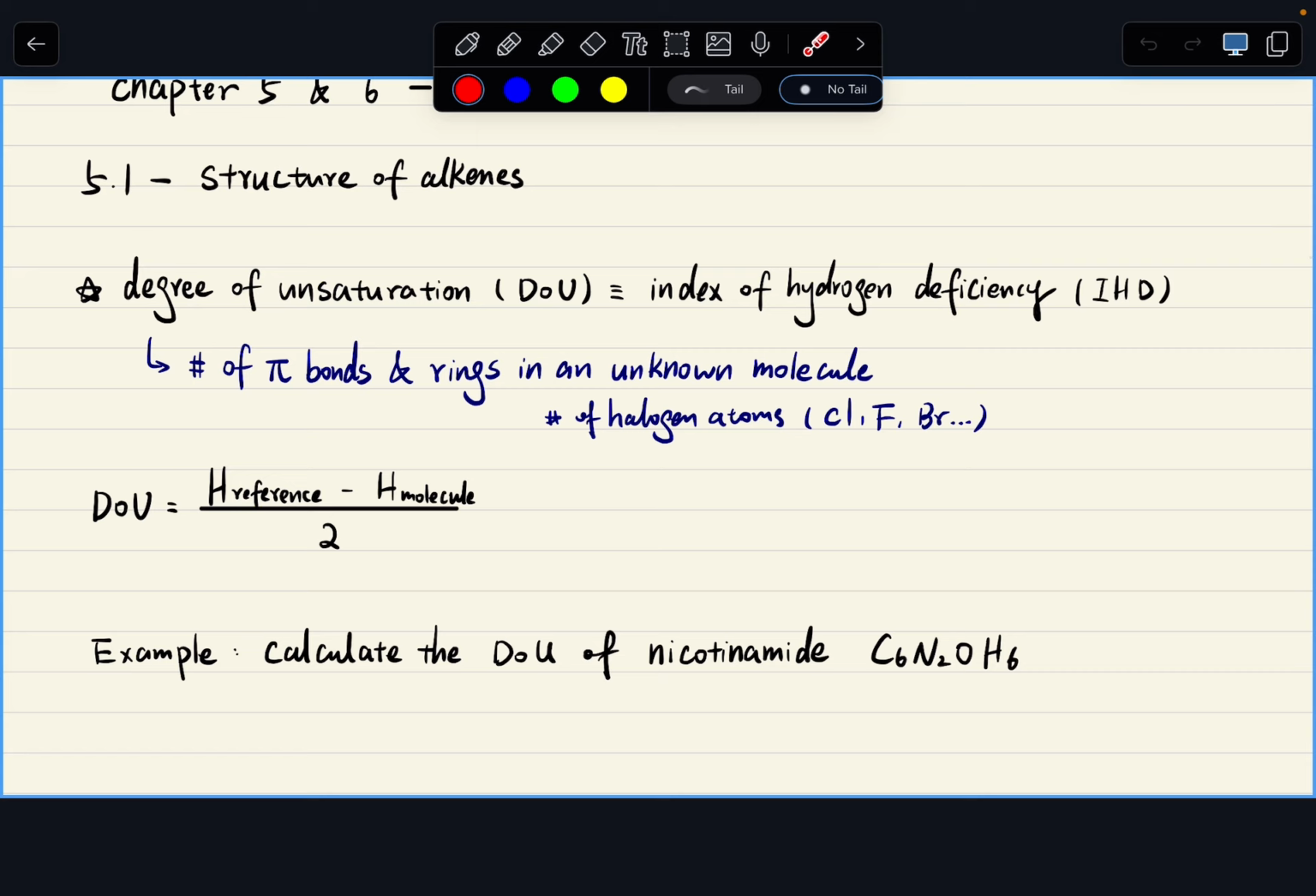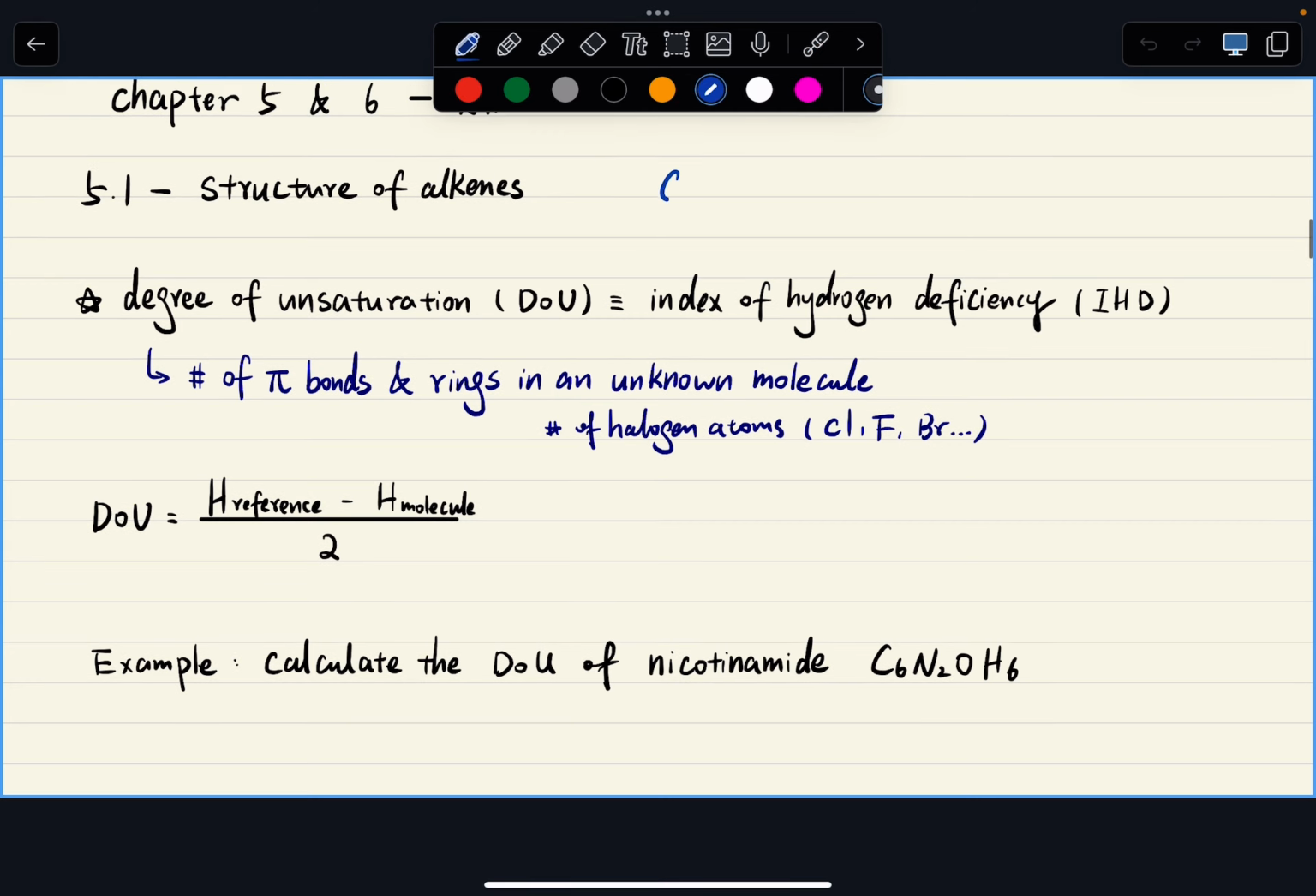Well, first of all, we want to review the structure of alkenes. As we know from the functional group side, these are molecules with carbon-carbon double bonds, right? So naturally, we want to determine how many double bonds there are from looking at the molecular formula. We do that by calculating the degree of unsaturation, DOU, or the index of hydrogen deficiency. Sometimes people use both terms, so they are the same thing.